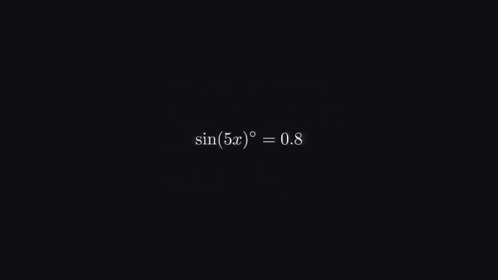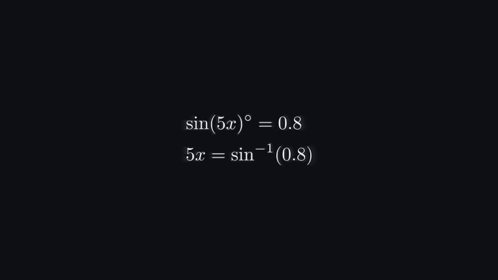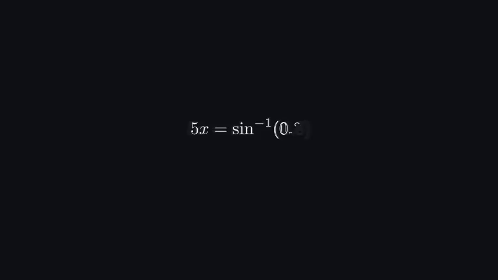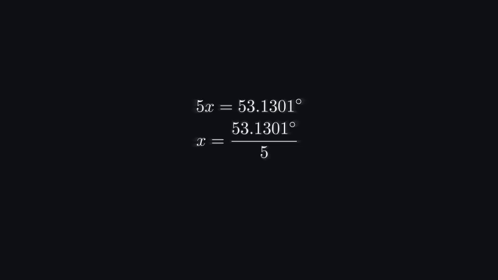Continue the aligned calculation. Sin of 5x degrees equals 0.8. 5x equals sin to the power of minus 1 of 0.8. 5x equals 53.1301 degrees. Then x equals 53.1301 degrees over 5.